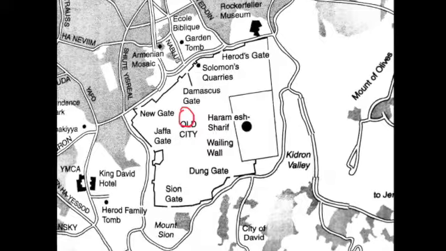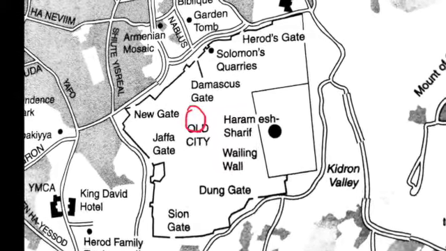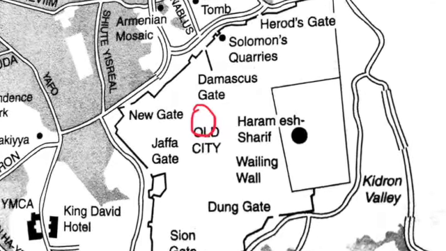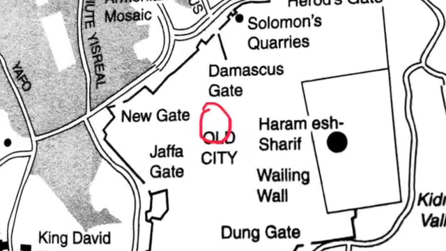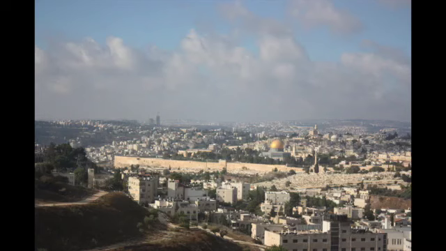Turning back to our map, the Church of the Resurrection can be found approximately where the red circle is. You will notice that it is within the walls of the Old City. Before we take a look at the Holy Sepulchre, let's take a look at the Old City walls, pictured here from a lookout atop the Mount of Olives, well above Gethsemane.